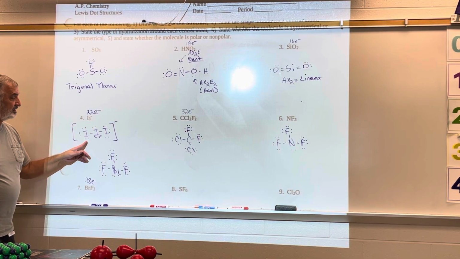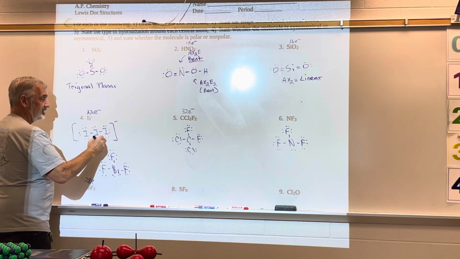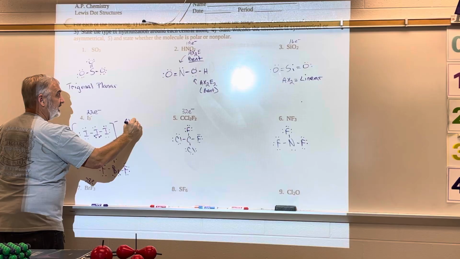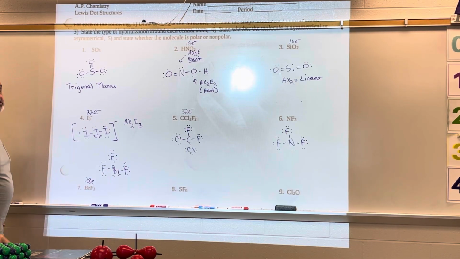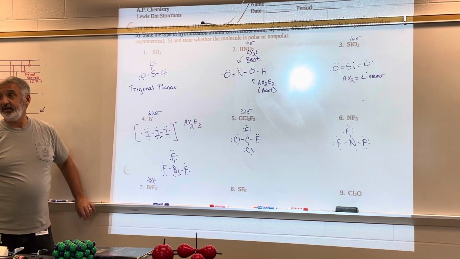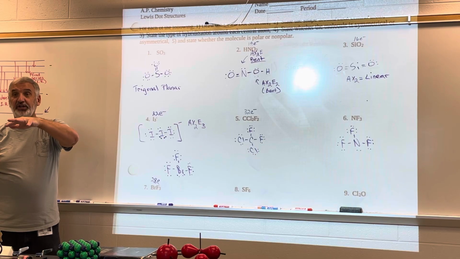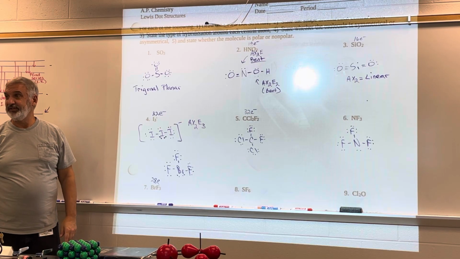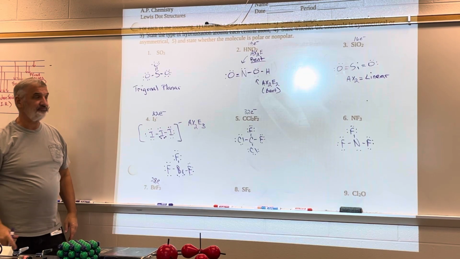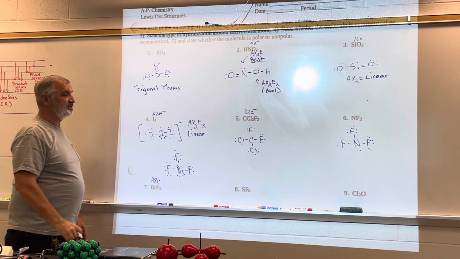I3 minus, what's this one going to be? AX2E3. So you're starting with 5, which is going to be trigonal bipyramidal. The 3 lone pairs are going to come out the middle, so what's the shape of this one? Linear. It's linear. And I'll go over those a little bit more.